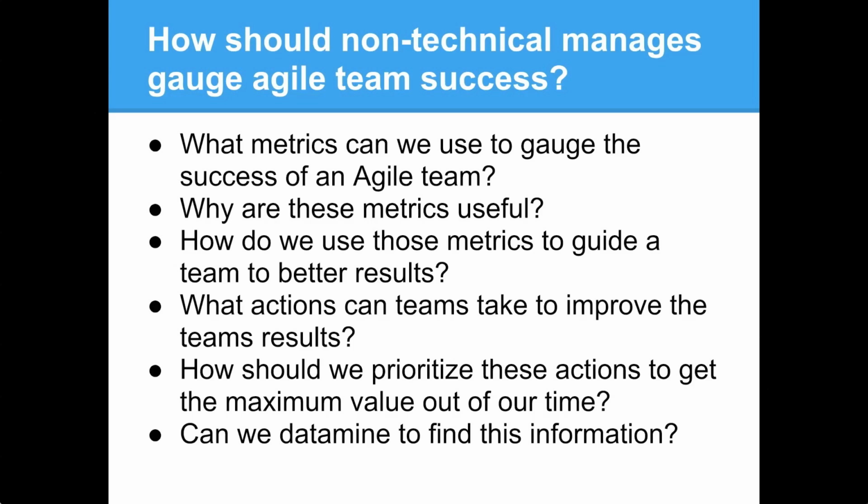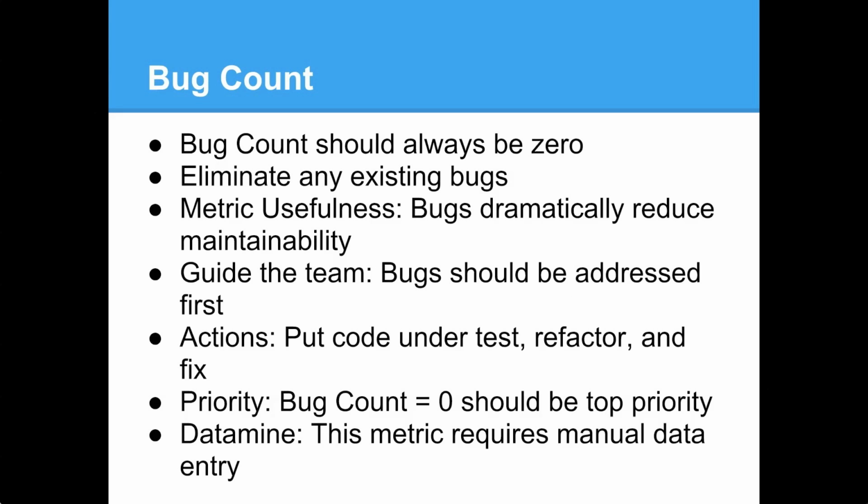How should non-technical managers gauge the Agile team's success? I want to go through a list of different metrics that we can use, and we want to find out how we can use them, why these metrics are useful, how do we use those metrics to guide the team to a better result, what actions can teams take to improve the team's results, how should we prioritize these actions, and how can we data mine this information so that we don't bog down the team with finding this information.